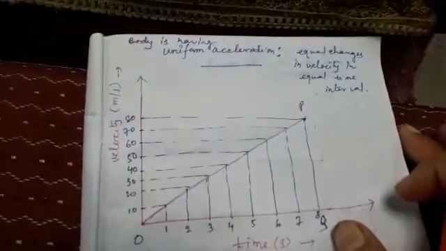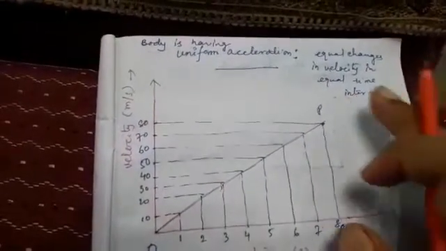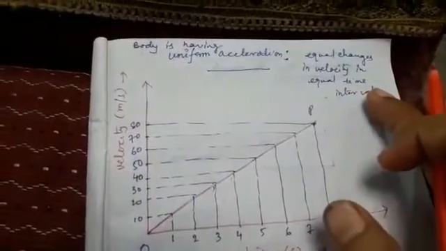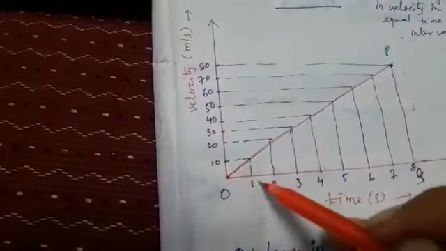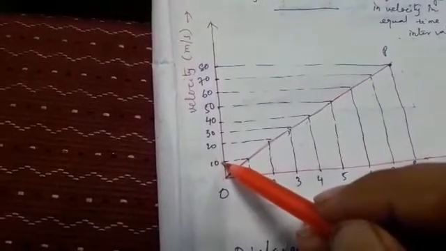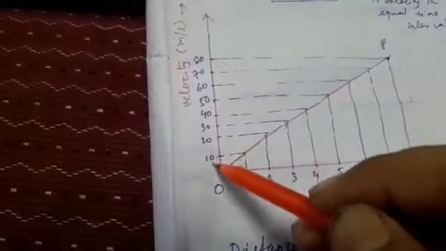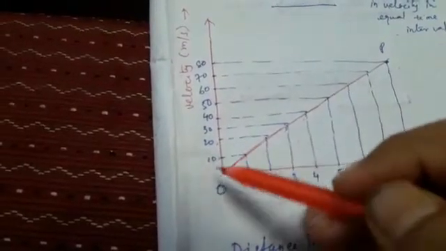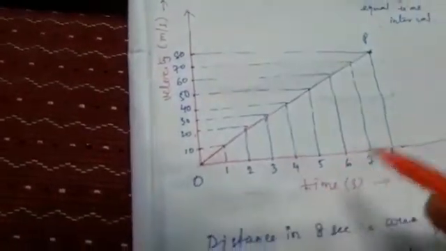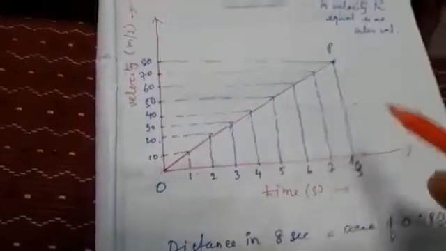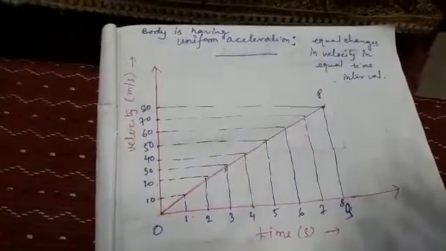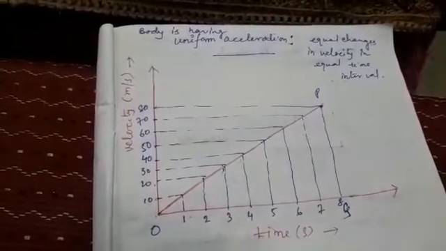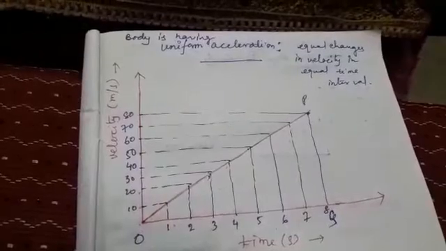Now in this case, the body is having uniform acceleration. Uniform acceleration means equal change in velocity in equal time intervals. See, the velocity is changing uniformly, that is in 1 second the velocity changes by 10 meter per second, again in the next 1 second it again changes by 10. So there is a difference of 10 in every 1 second time interval. This is a case of uniform acceleration, where the velocity changes in equal intervals of time.